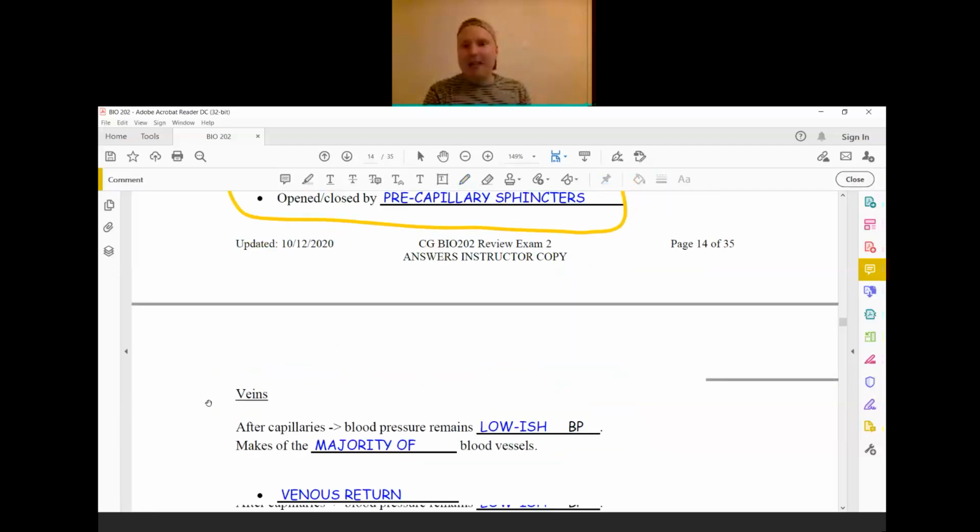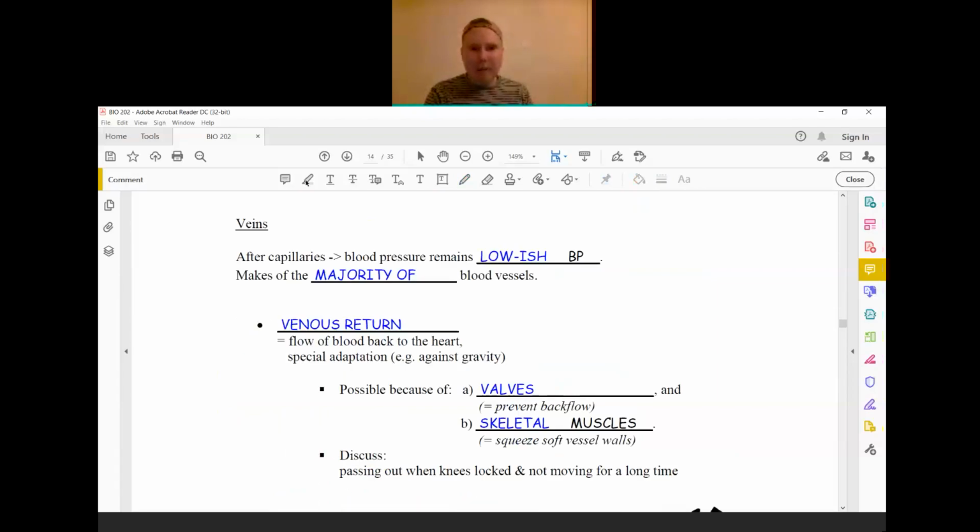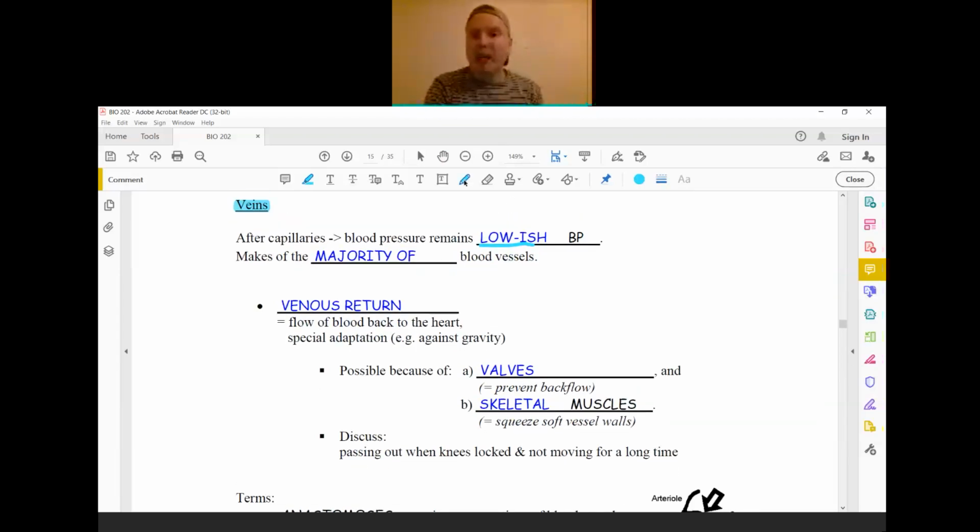Okay, let's have a look at our veins. So veins are the vessels that bring the blood back to the heart, and blood pressure in the veins is going to be very low. And actually, the majority of your blood vessels are going to be veins. And we talked about how it is hard to get blood back from your toes to your heart. And this was hard because we're going against gravity. So it's hard to bring in that blood.